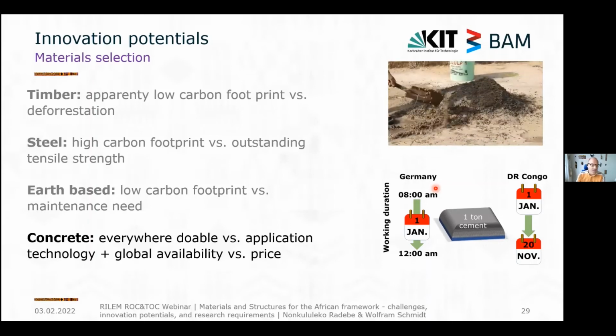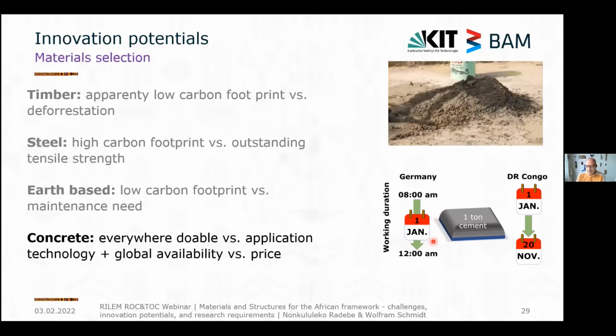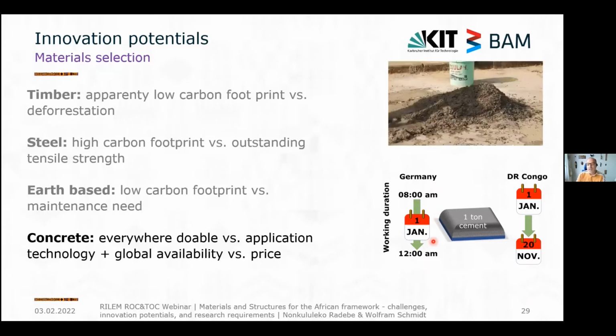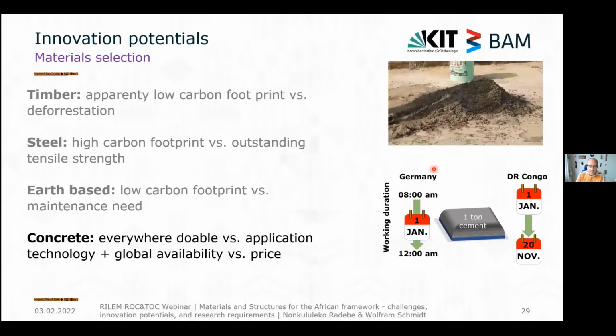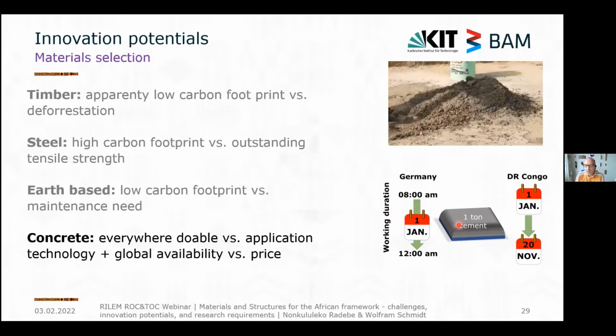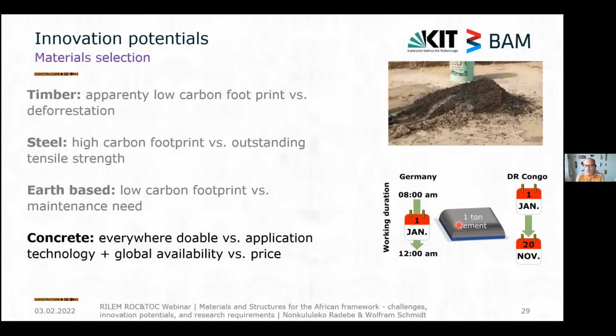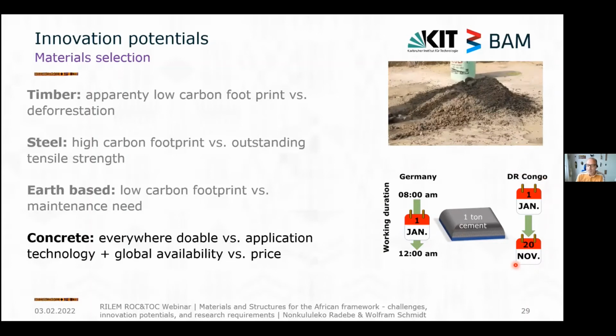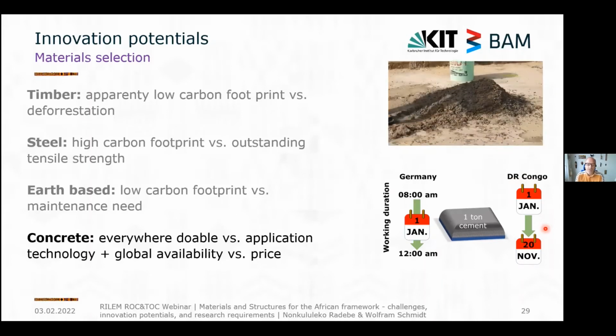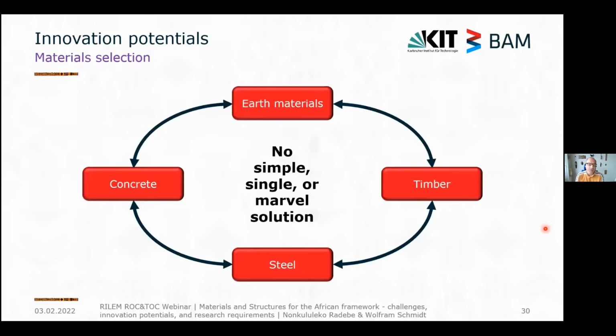And certainly you also have to consider a balance between the global availability, which is certainly there, but also the price situation. And just to underpin this, for example, if you would take an average German income earner and let this person start to work on the 1st of January, in order to purchase a ton of cement, this person would only have to work from 8 o'clock in the morning to lunchtime, while in the Democratic Republic of Congo, in order to purchase the same ton of cement, an average income earner would have to earn from the 1st of January to the 20th of November. So if you express cement prices in purchasing power, all of a sudden you see how dramatically higher the cement prices are in Africa.